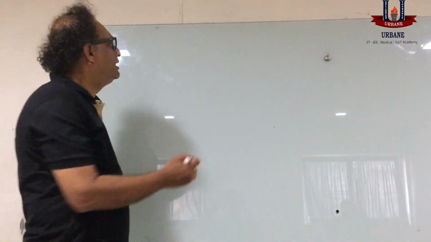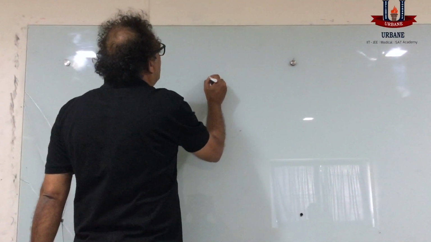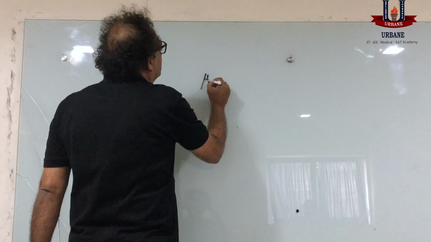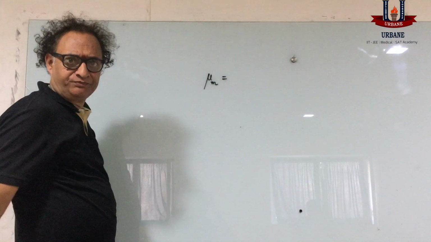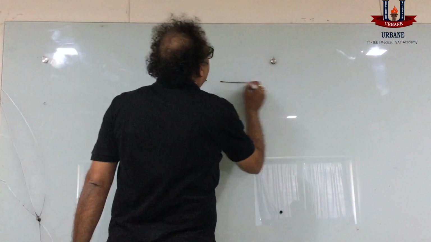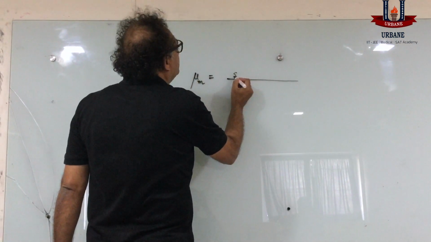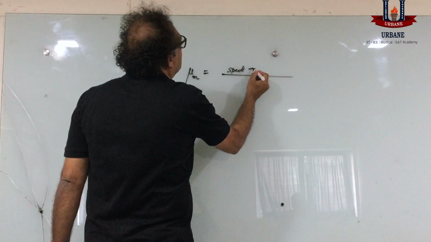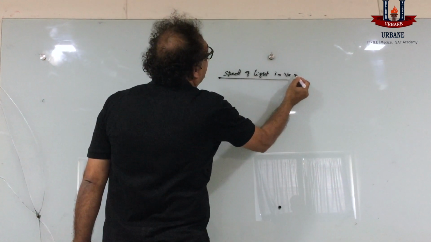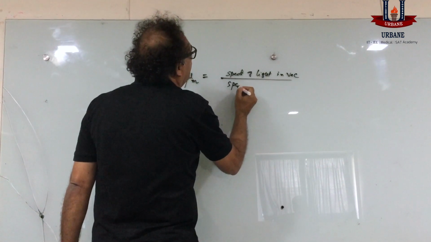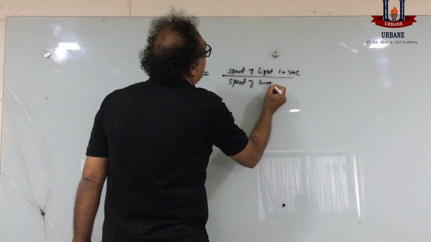Today we will see about the refractive index of a particular medium. Refractive index of a particular medium is just a number. What does this number give you? It gives you a ratio of the speed of light in vacuum by the speed of light in the medium.